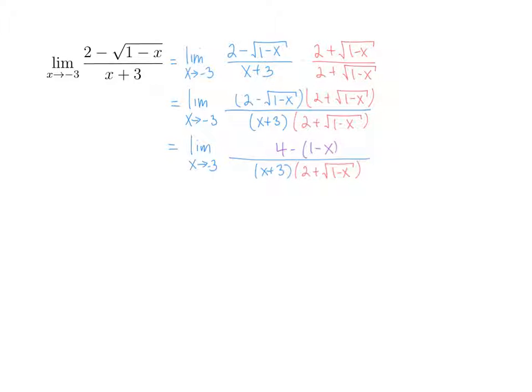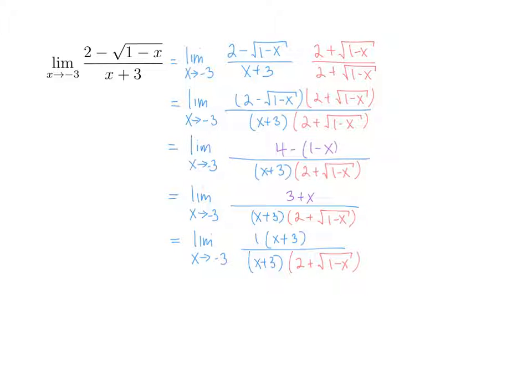And so once again, here's the expression that we have so far, with the 4 minus 1 minus x in the numerator. Notice that 4 minus 1 minus x is just 3 plus x if we distribute that minus sign. I'm going to rewrite this as 1 times x plus 3, so that we can see that we have this common factor x plus 3 in the numerator and the denominator. Cancelling that common factor leaves us with 1 over 2 plus the square root of 1 minus x.